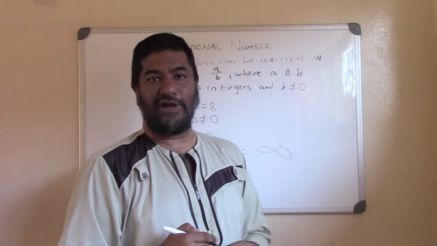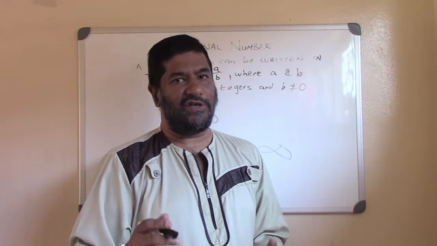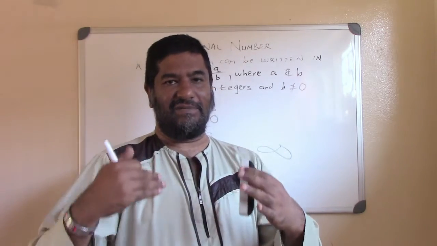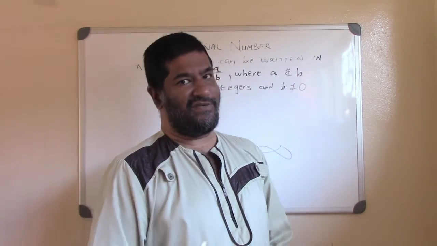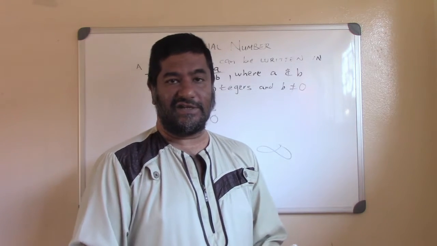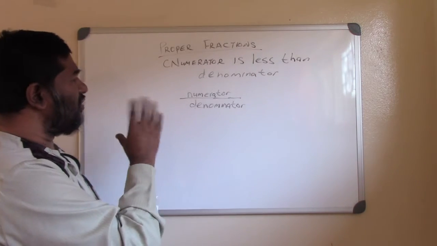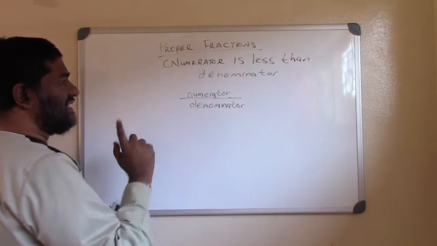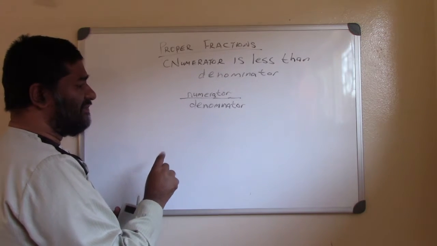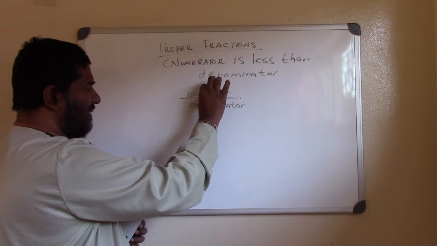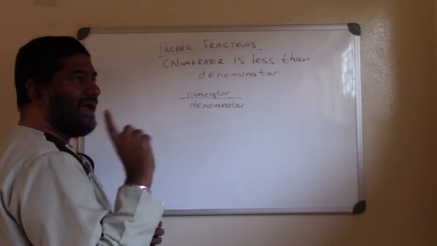All you got to remember about a rational number, in other words, whenever you see the word rational number, just think of one thing only: division. This is division. Proper fractions. What you got to know about this is the numerator is less than the denominator. The numerator will be above, the denominator will be at the bottom.